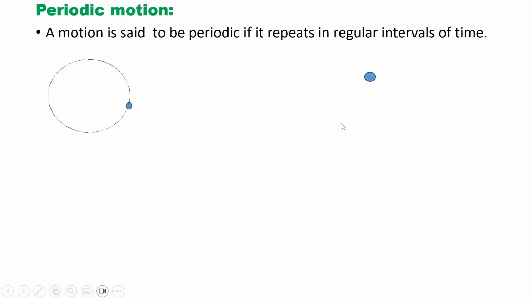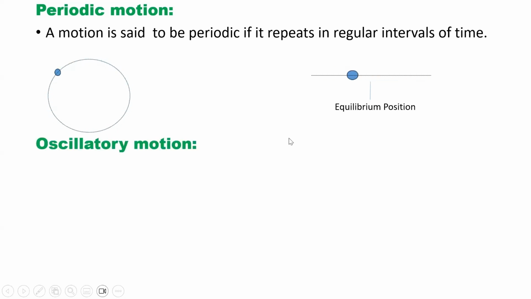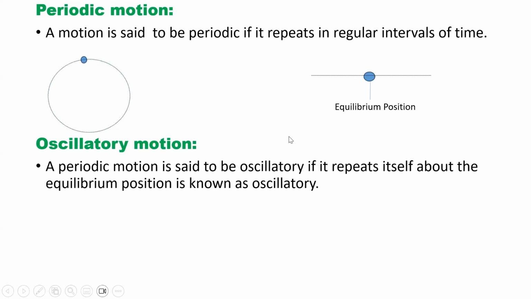Similarly, we can discuss one more example. Here a particle is moving along a straight line path about an equilibrium position. So in this case, the particle is moving about an equilibrium position back and forth. This kind of periodic motion is known as oscillatory motion. So oscillatory motion is a periodic motion in which the particle is moving back and forth about the equilibrium position.